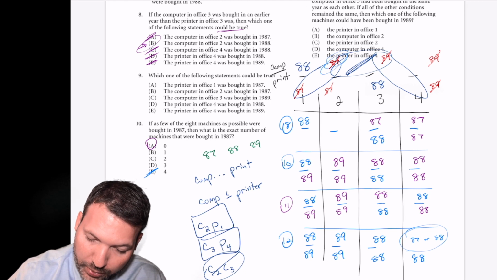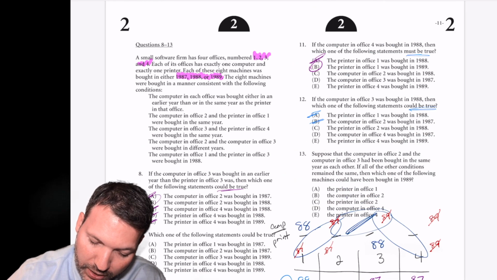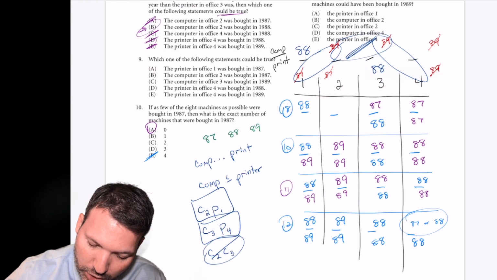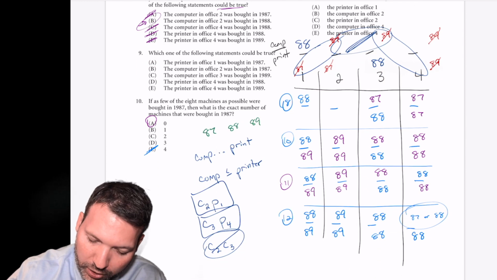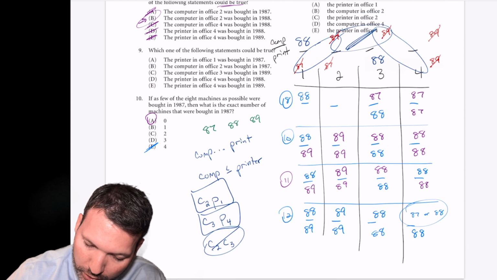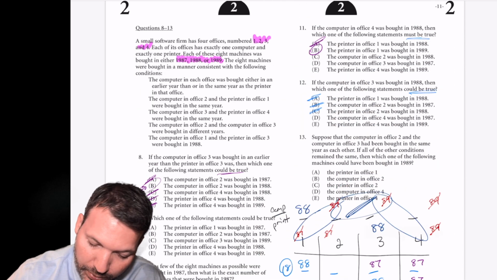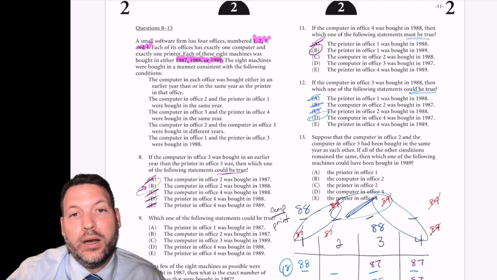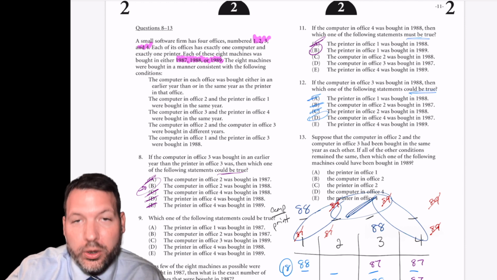No, that's actually never possible, right? That's our deduction, so it can't be B. The printer in Office 2 was bought in 88. No, we figured out it was 89, so it can't be C. The computer in Office 4 was 87. That's a possibility, right? Circle D, and again, move on. Once we find one we know could be true, we know is a possibility, we move on.